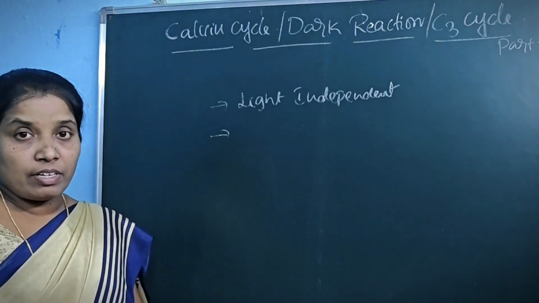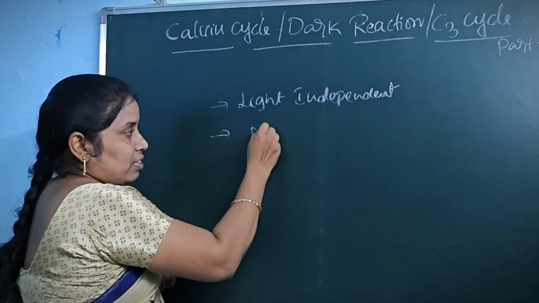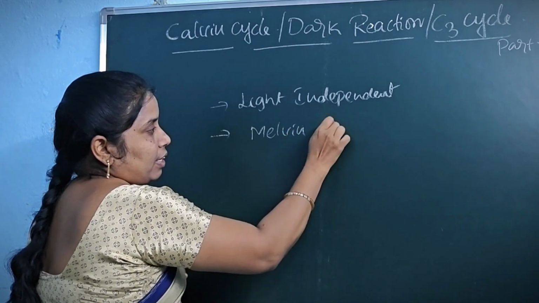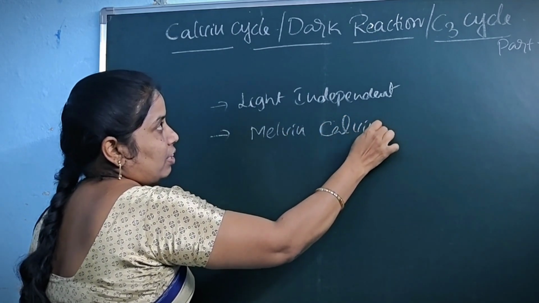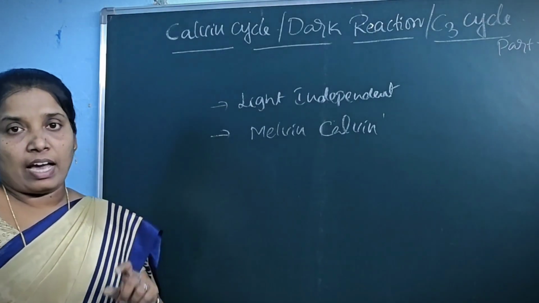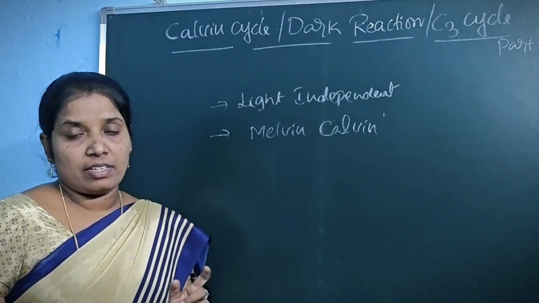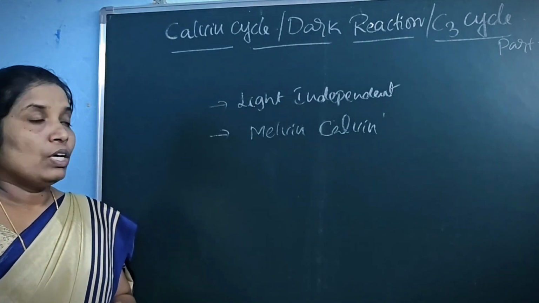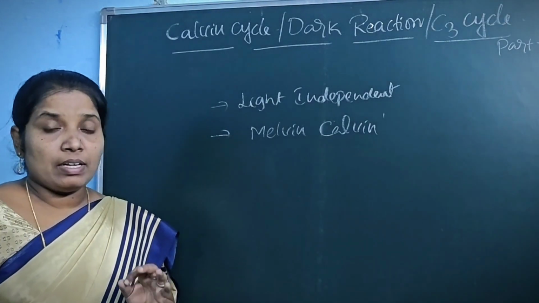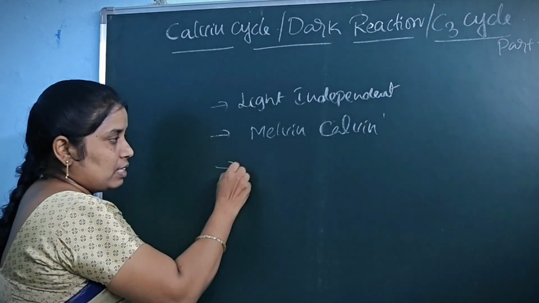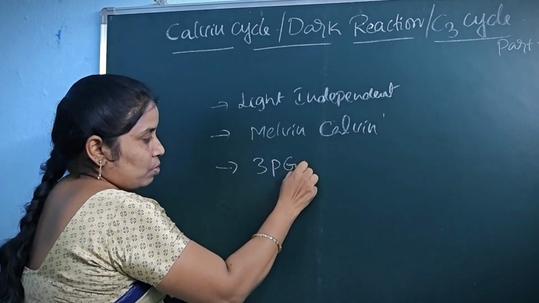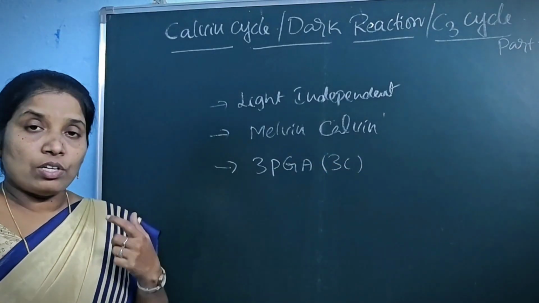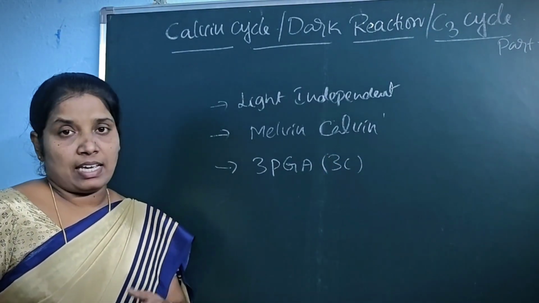So it was discovered by the scientist Melvin Calvin. He identified this reaction, he discovered this reaction. That's why it is called as Calvin reaction. So the first stable compound, that is 3-PGA, which is a 3-carbon compound. That's why it is also called as C3 cycle.